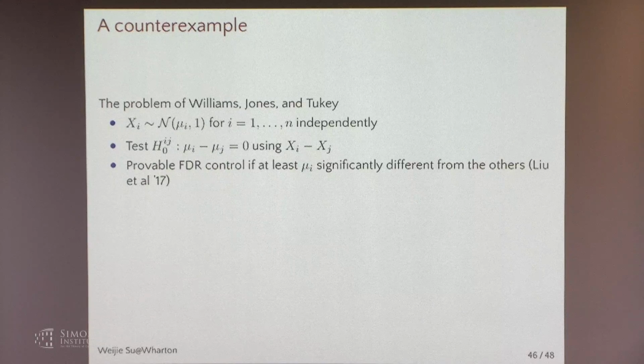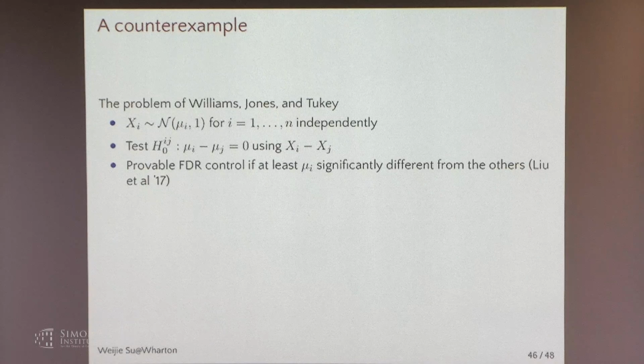So it looks like FDR consistency is really a weak notion, but actually not always. I found a counterexample. It's a problem due to Williams, Jones and Tukey. They observe independent Gaussian means, so mu 1 to mu n can be different. The question is to test the pairwise differences, whether mu i and mu j are equal or not. This is actually a very independent problem, because if you randomly select two edges on the graph, they do not share any node, right? Then they are independent.